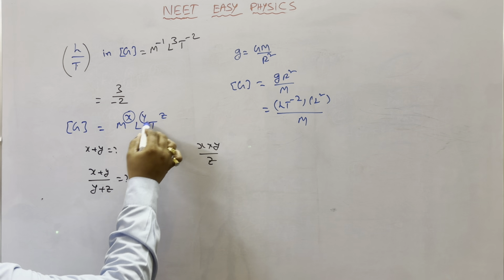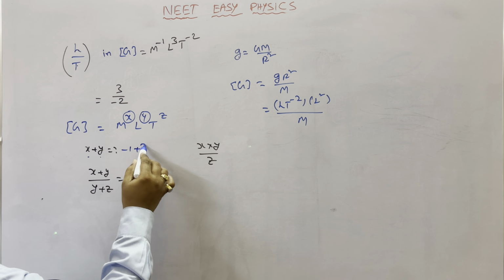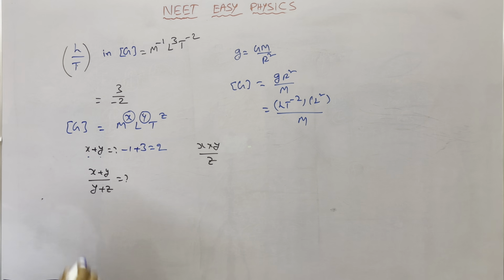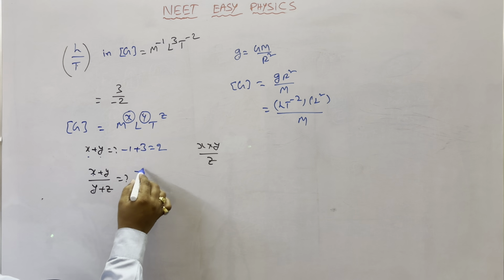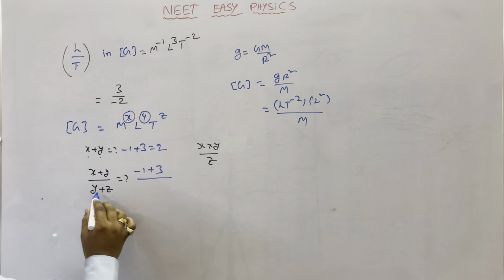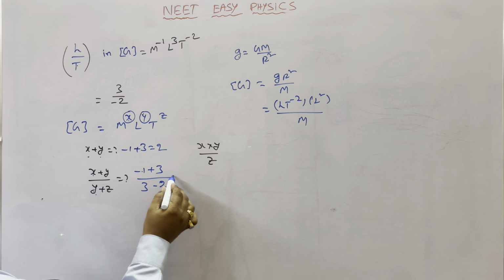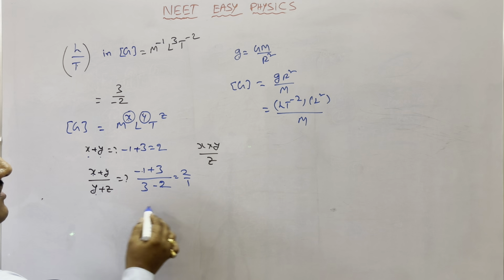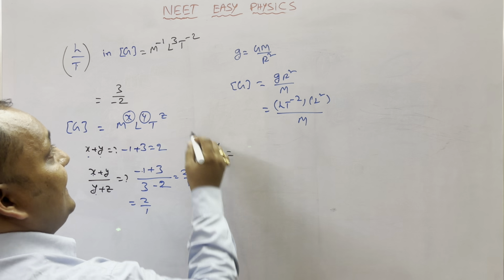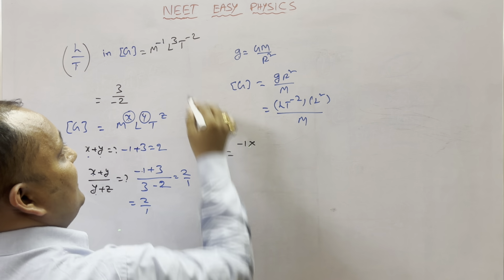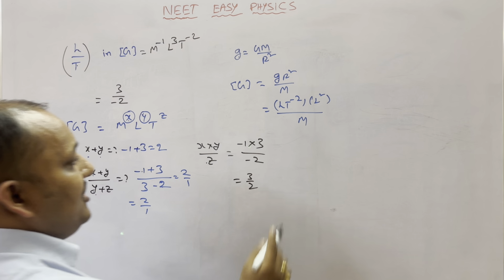So M power x, L power y. x plus y means minus 1 plus 3, so minus 1 plus 3 means 2. x plus y by y plus z: what is the x value now? x value is minus 1. Minus 1 plus 3 divided by 3, z value minus 2, so 3 minus 2 is 1. 3 minus 1 is 2. This is 2 by 1. x into y by z: x value minus 1, y value 3, z value minus 2. Therefore, 3 is to 2.